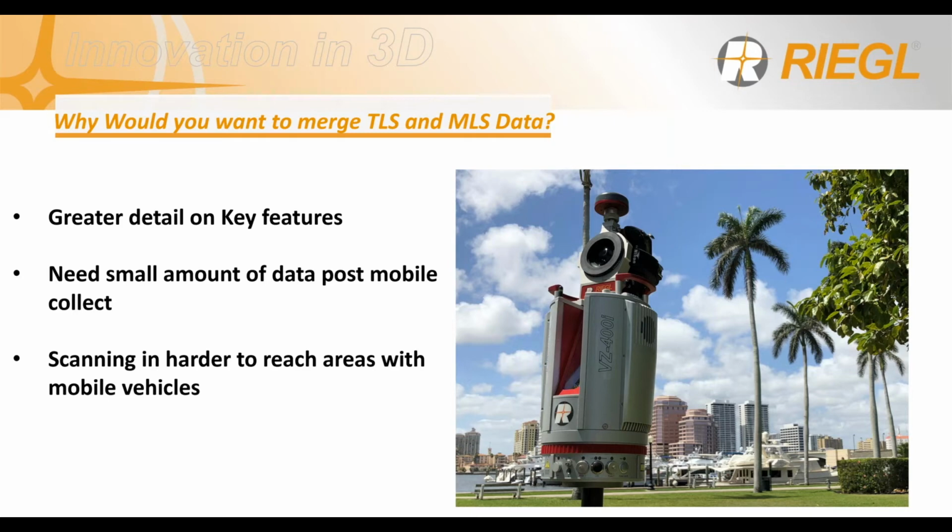So first off, terrestrial scanners versus mobile scanners will always give you a greater detail on key features. So I'm thinking of things like buildings, under bridges, maybe if you didn't catch a certain section of a canopy that you need, or really just any kind of infrastructure. If you need greater resolution of that detail, a terrestrial scanner is going to be able to get you there, to where a kinematic scanner or mobile scanner is going to get you more of the long data.